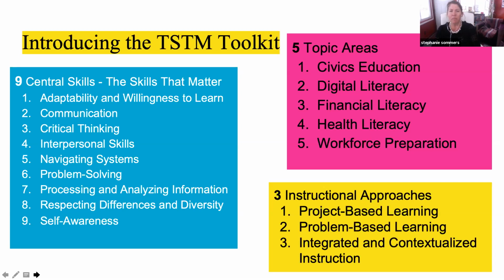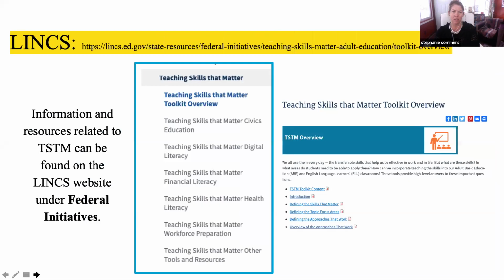And so taken on the whole, each toolkit lesson practices some of the 9 central skills. There is an example in each section of a lesson that uses each of those 3 approaches. And then again, the toolkit on the whole is organized by those 5 topic areas. Okay. And please do use the chat if you have questions as we're going through this.